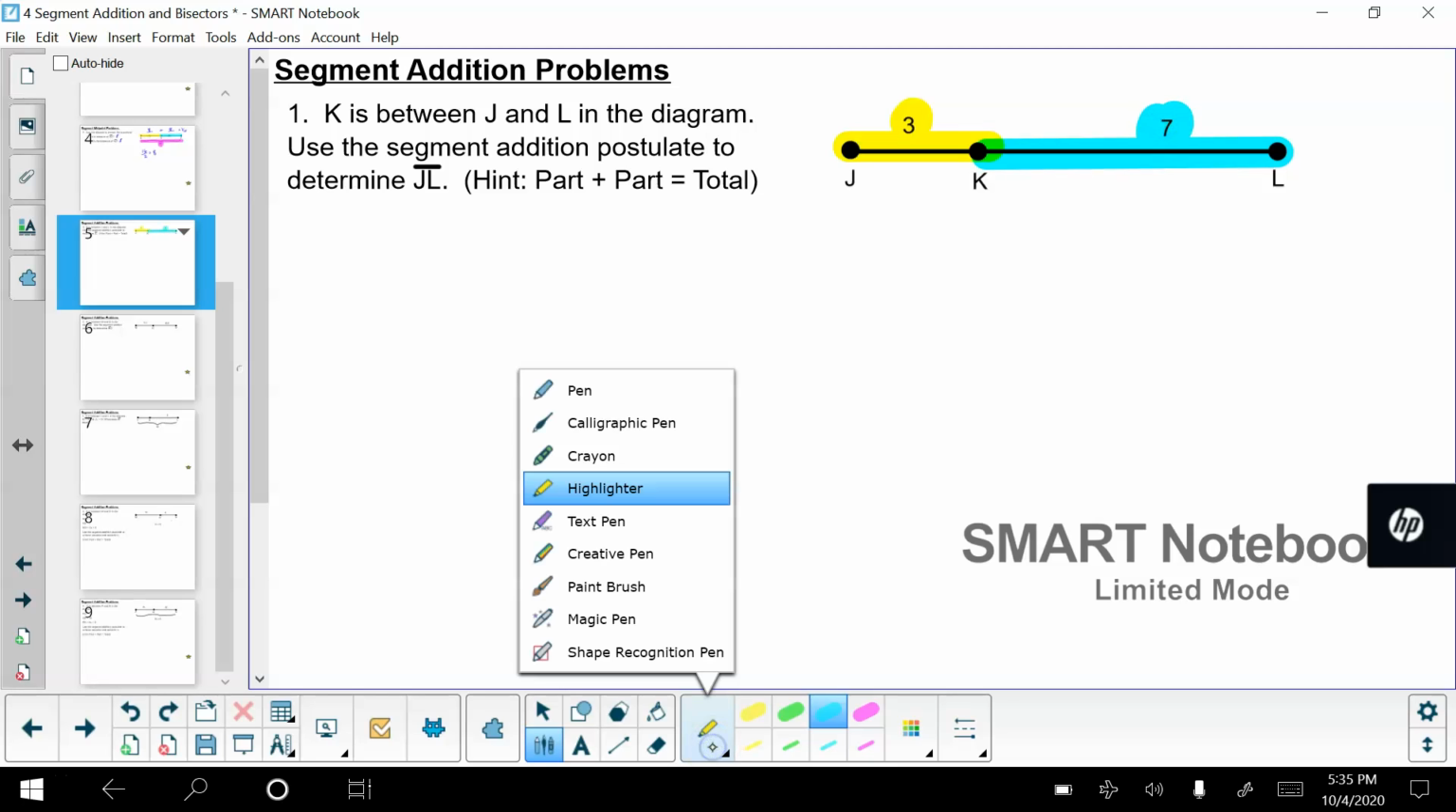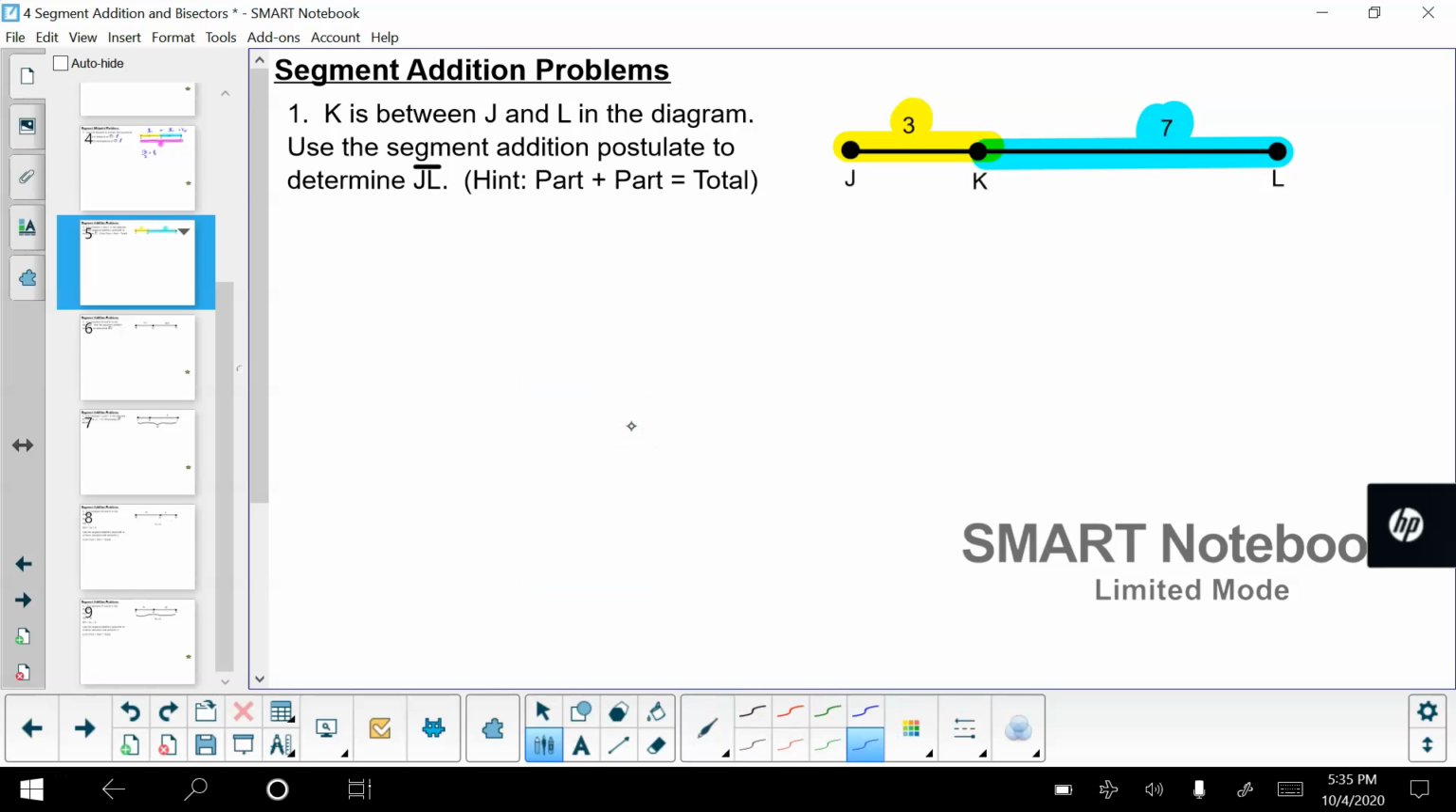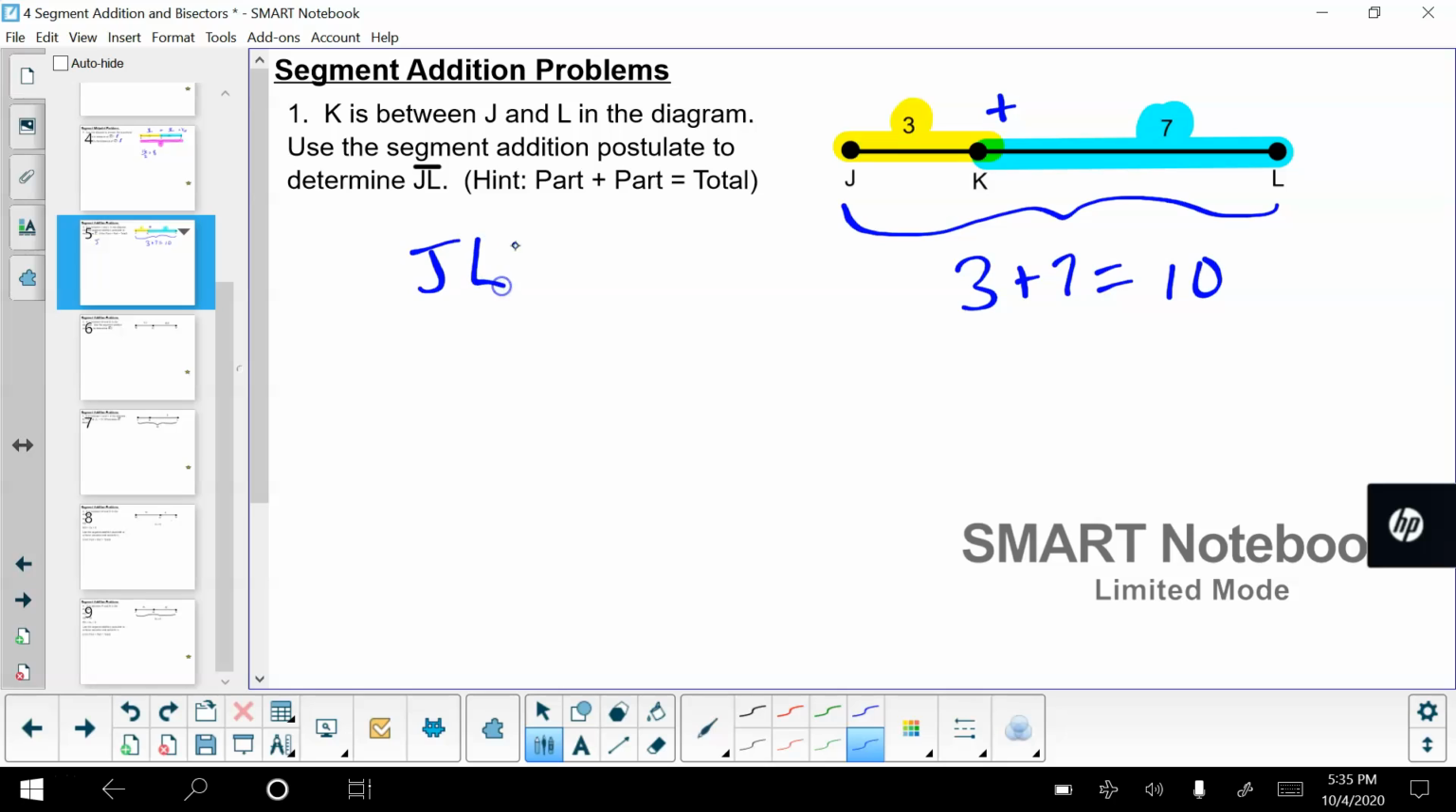And if we remember the segment addition postulate, which was part plus part equals total, as the hint is given on the screen, you can add the two pieces together and that will give you your total. So the first part, JK, which is 3, plus the second part, KL, which is 7, equals the total, which is 10. So I know that line segment JL equals 10.